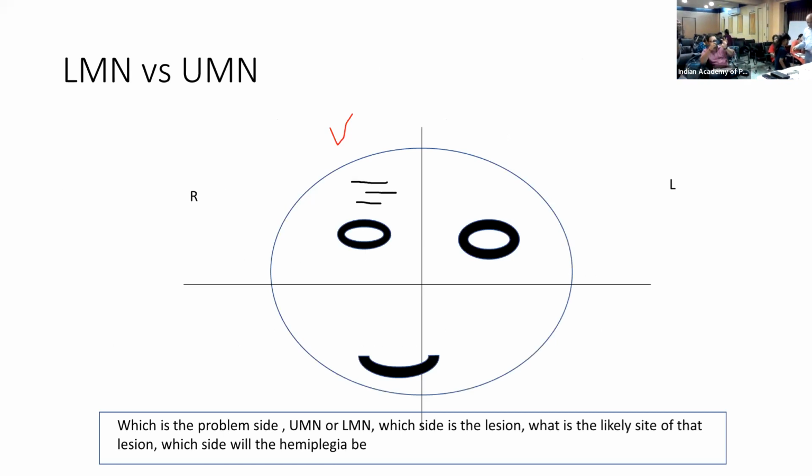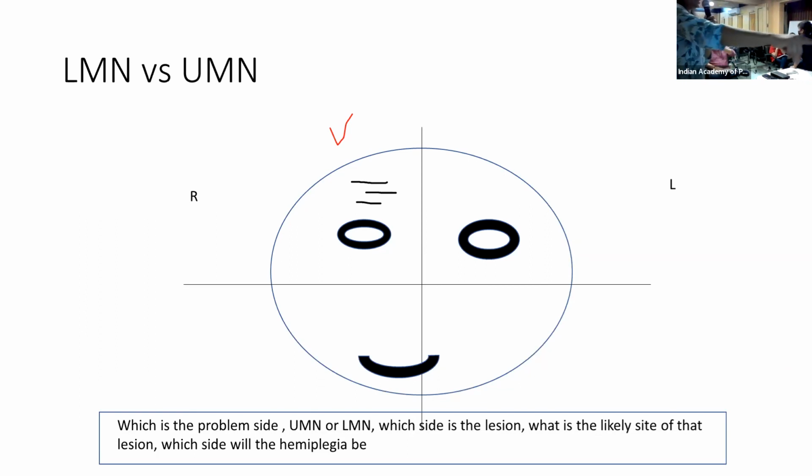When you look at the face, you have to answer these 4 questions. Which is the problem side? Left. The angle of mouth is deviating to the right side, so left side is the problem side. Is it upper motor neuron or lower motor neuron? For that, you have to see the upper half of the face. This is a lower motor neuron. So left side is involved.